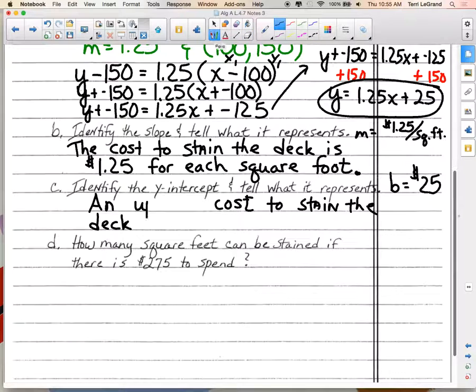An upfront cost to stain the deck is $25. You're only going to pay it one time. So, I don't know, maybe they rented a piece of equipment or who knows what it's about.